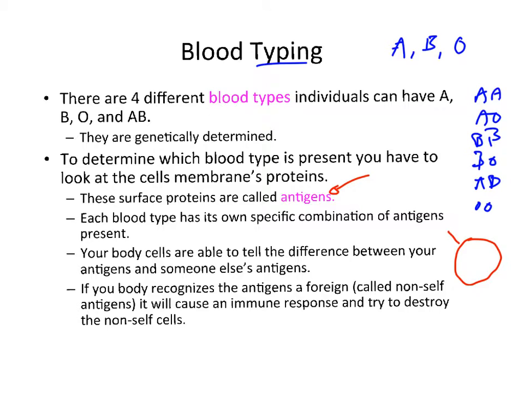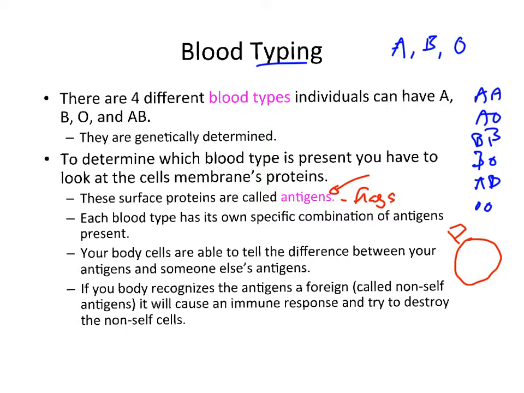And so each blood cell on the surface has these little flags, I like to call them, and they identify the cell type. And your blood type is determined by which types of little flags, or antigens, that you have on your cells. And each blood type has a specific combination. If you're A, you've got little A flags. And if you're a blood type B, you've got little B flags. And if you're AB, you've got A flags and B flags.